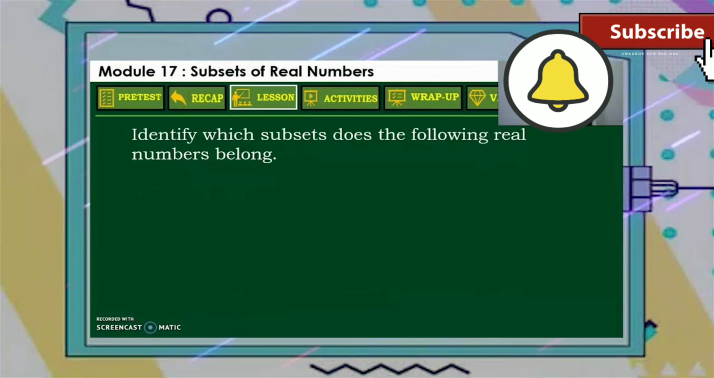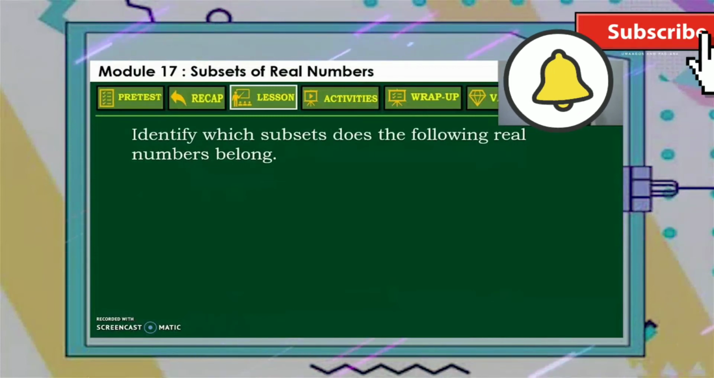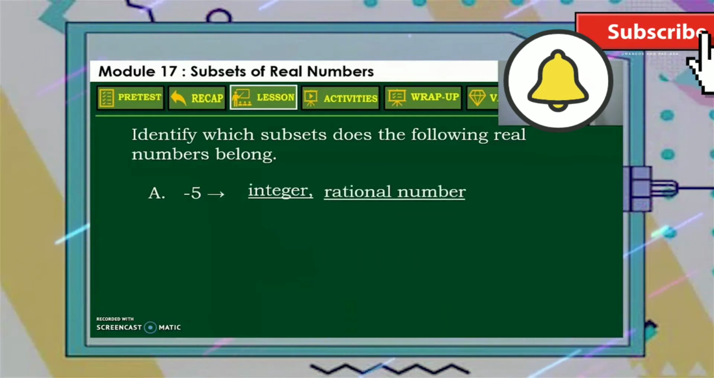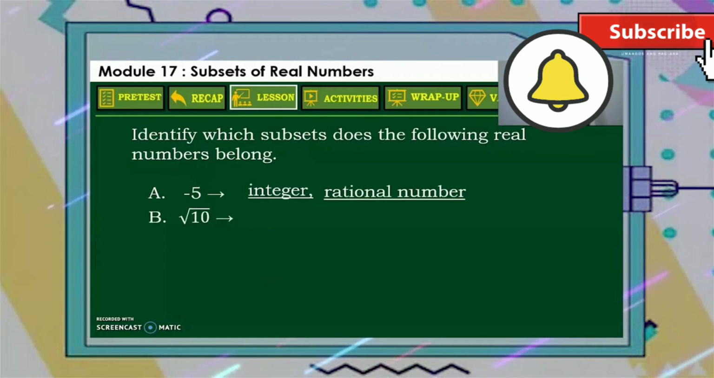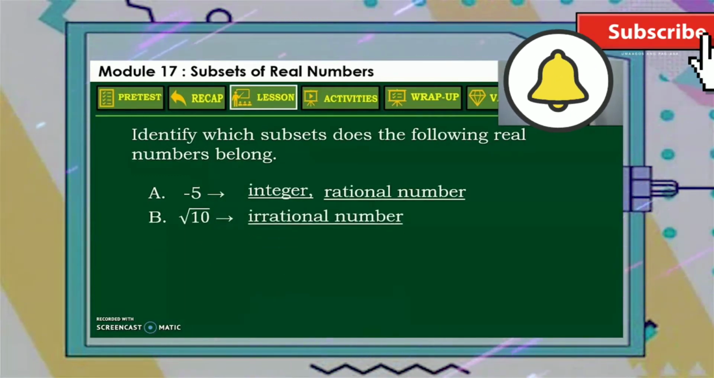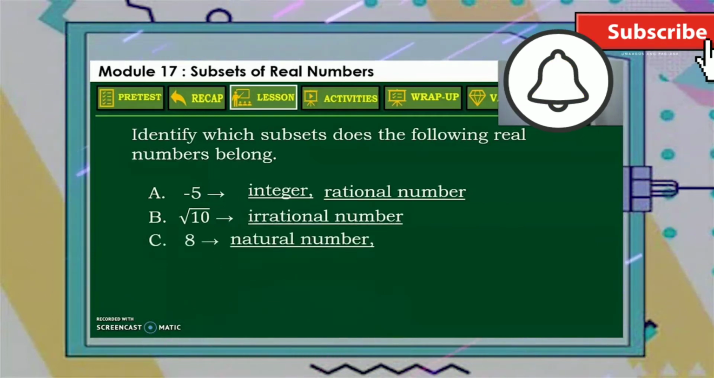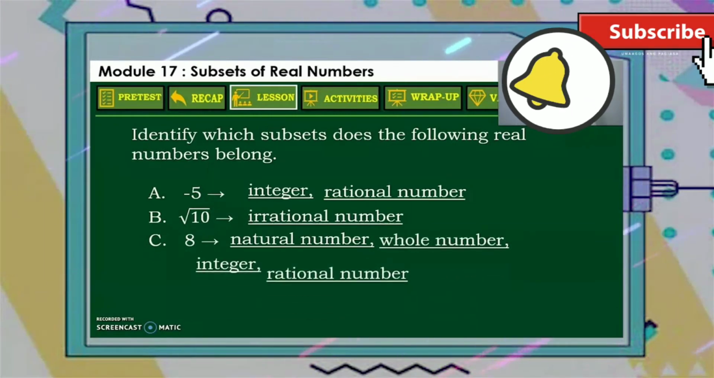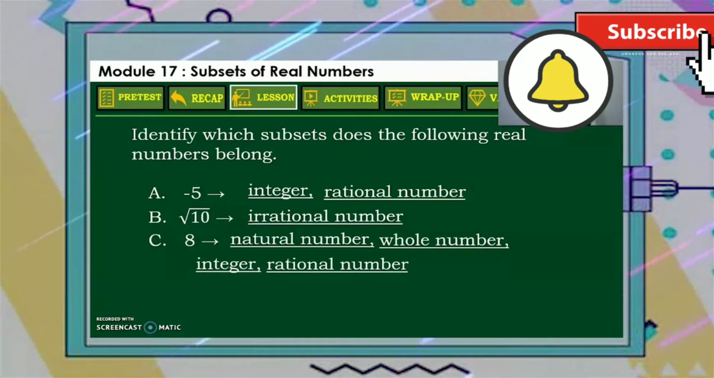Now, let's try to identify which subsets the following real numbers belong to. For letter A, we have negative 5. So negative 5 is an integer and at the same time a rational number. For letter B, we have square root of 10. Square root of 10 is an example of an irrational number. For letter C, we have positive 8. Positive 8 is a natural number, a whole number, an integer, and at the same time, a rational number.